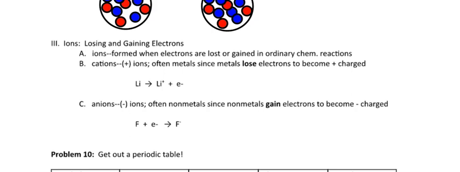So cations are often your metals, since metals lose electrons to become positively charged. I know this won't be the first time you're ever going to hear this, but maybe it helps.